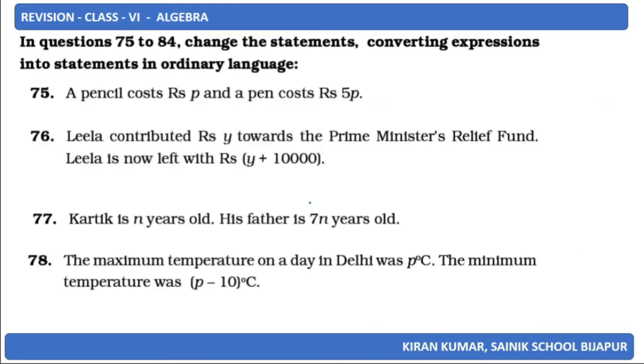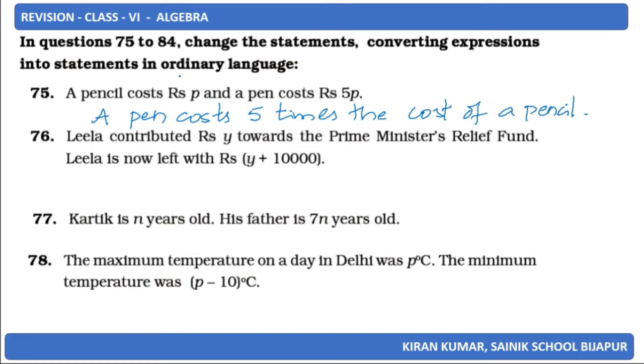Question 75 is: a pencil costs rupees p and a pen costs rupees 5p. If you want to write this particular statement in a simple one, you observe here the cost of pen is 5p, and the cost of pencil is p. So a pen costs 5 times the cost of a pencil. This is a simple statement in ordinary language.